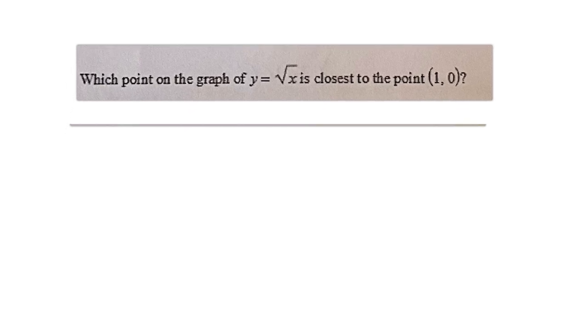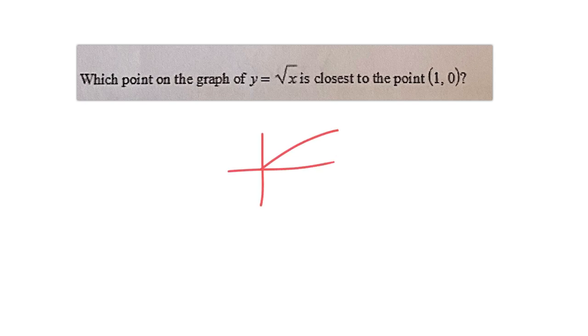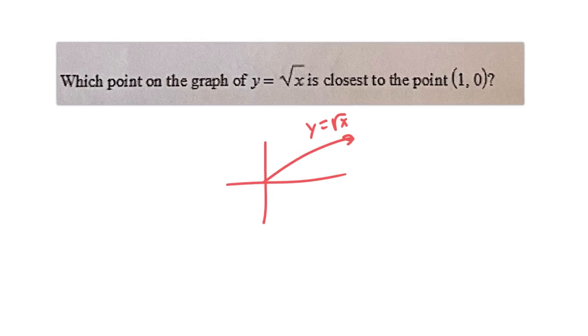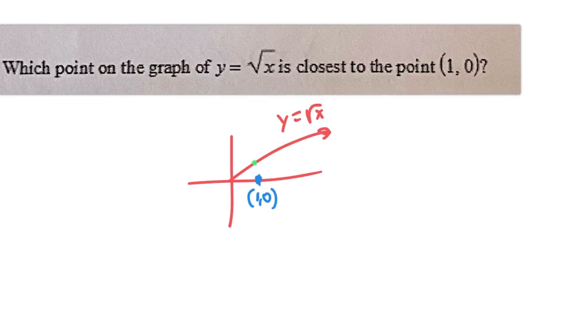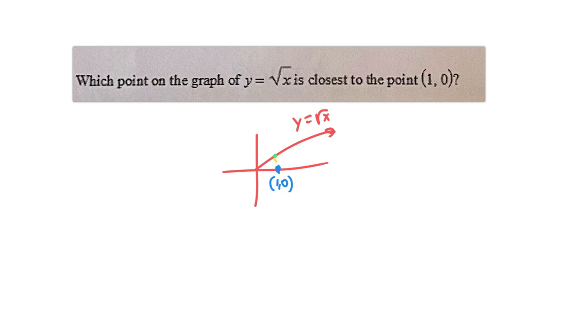Which point on the graph of y, blah, blah, blah, is closest to the point 1, comma 0? Well, here's the graph of y equals radical x. 1, comma 0, that's this. Well, we want the shortest distance between this point and some point here. So we're minimizing the distance. Now that implies distance formula.